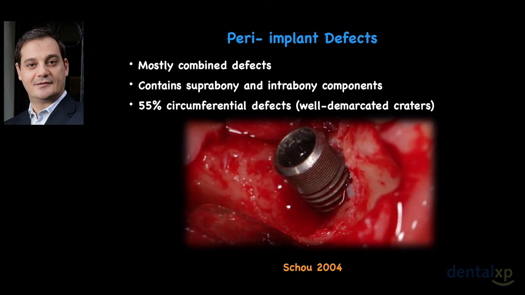So if we look at Chu 2004, he said that the defect around an implant will be mostly combined defects. They will contain a suprabony and intrabony defect, meaning some walls and some of them are flat, and they will be 55% of the time circumferential, meaning all around the implant. So that means well demarcated, and when you have well demarcated, you have better chances of success.